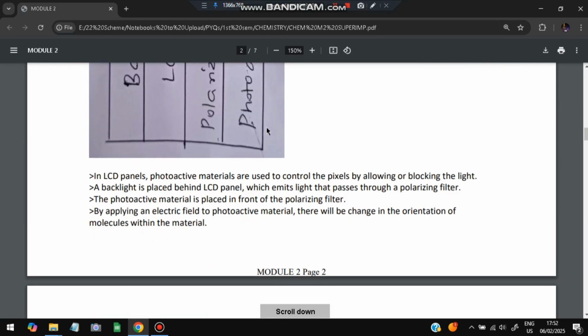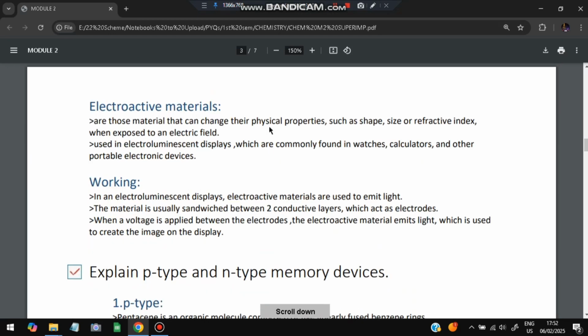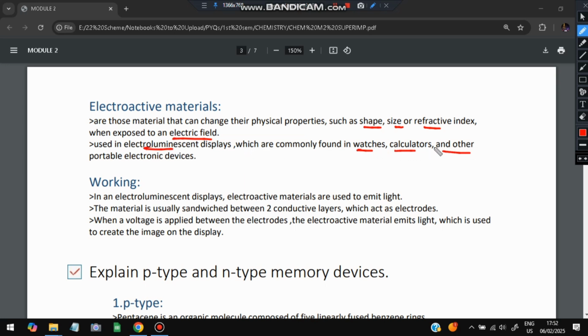Next is the electroactive materials. In this, the reverse happens. Electricity gets converted to light. These are materials which can change their physical properties such as shape, size or refractive index when exposed to an electric field. Example is the electroluminescent displays, which are found in watches, calculators and other portable electronic devices.